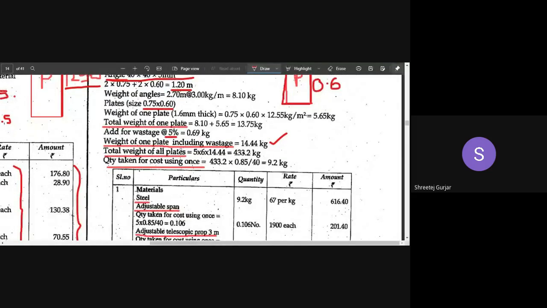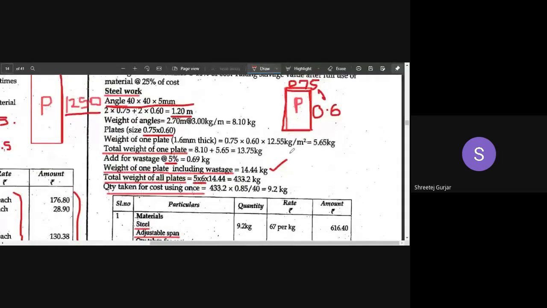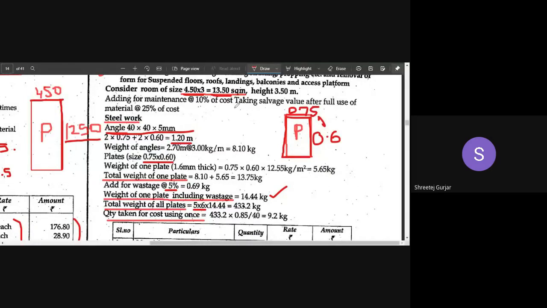Then the weight of all plates: how many plates are required? 30 plates are required. How have we arrived at this 30? 13.5 is the total area of the room in square meters, and one panel is of size 0.75 by 0.6. If you divide 13.5, the total area of the room, by the area of each panel, you will get 30 as the answer. You can calculate and check. So 30 panels are required.